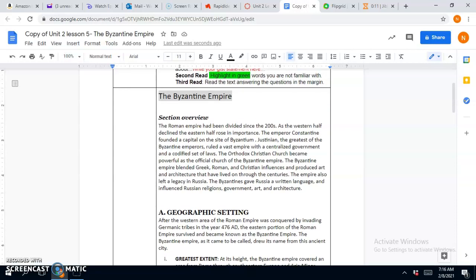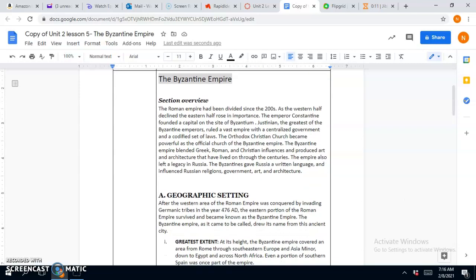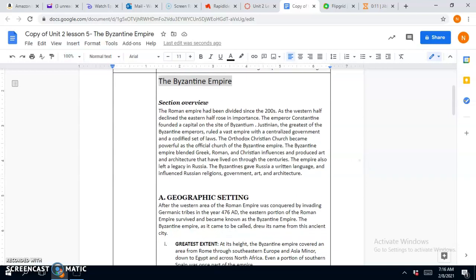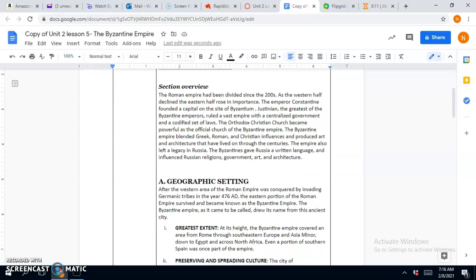After you highlight words in green you're not familiar with, it tells you to answer the questions, and you always use a different color. So now we have information about the Byzantine Empire. The Roman Empire is divided. We have had the Great Schism. The western half declined and the eastern half rises in importance. Your emperor now is Constantine, and he has founded a capital on the site of Byzantium. Justinian is the greatest of these emperors.